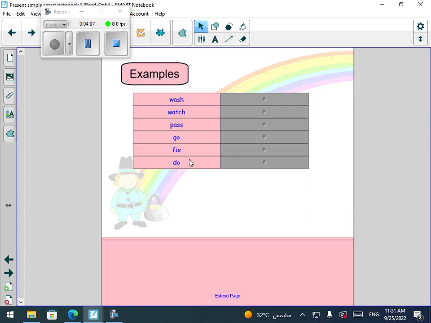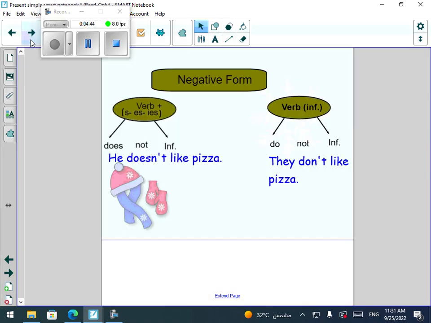Let's go ahead to the next. Here are some examples of verbs that end with these letters, in order to add es with he, she and it. With wash, what shall I add, s or es? Yes, excellent, es. So it's going to be washes. Watch, watches. Pass, passes. So I added es. Go, goes. So the verb ends with o. With he, she and it, I'm going to add es. Fix, fixes. Do, does. And all of this with he, she and it only. But with you, we, they and I, I will put the clean verb.